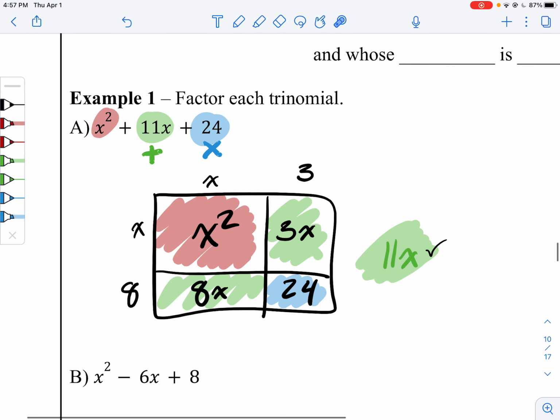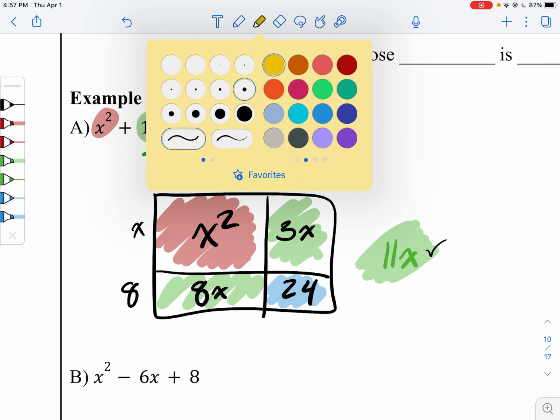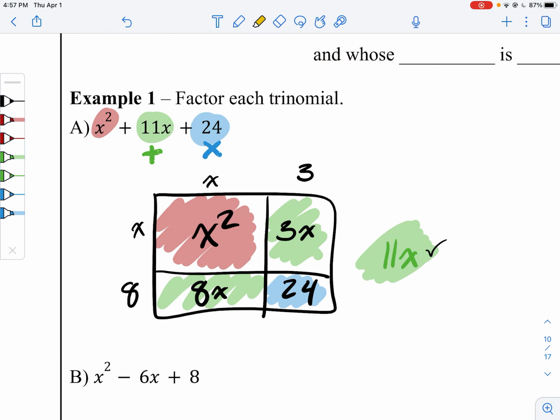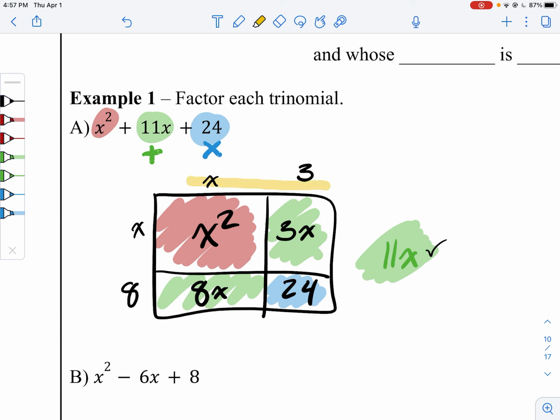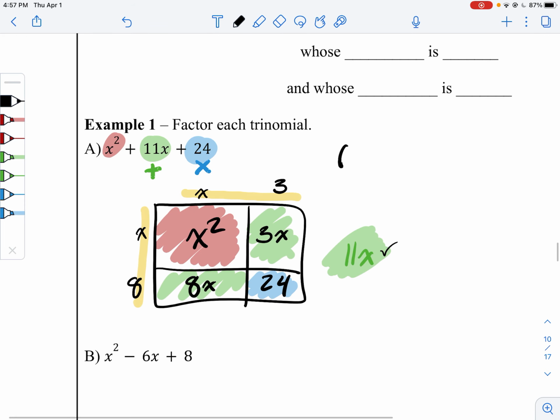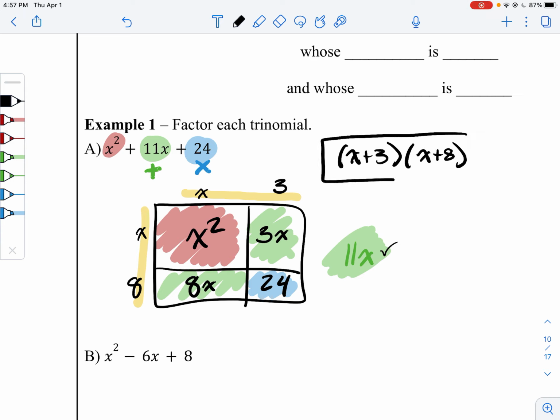So our factors end up being the length of our rectangle. So that's going to be x plus 3 times x plus 8. And that is our final answer. We broke it up into factors.